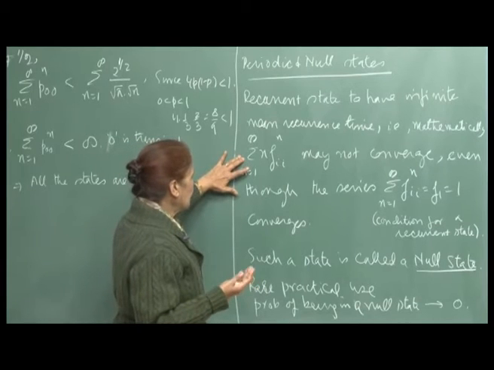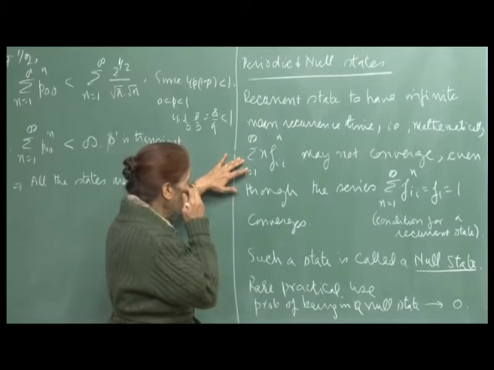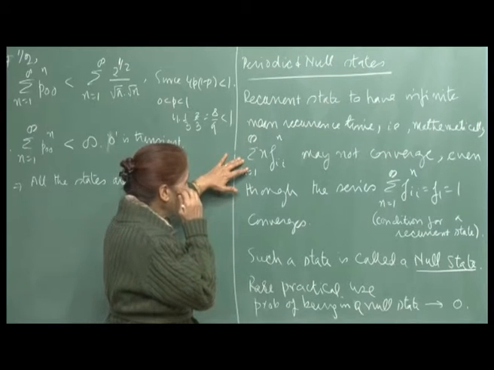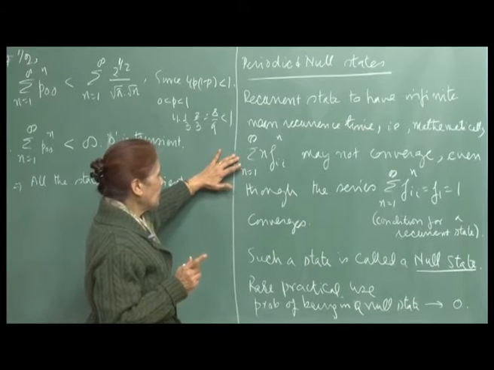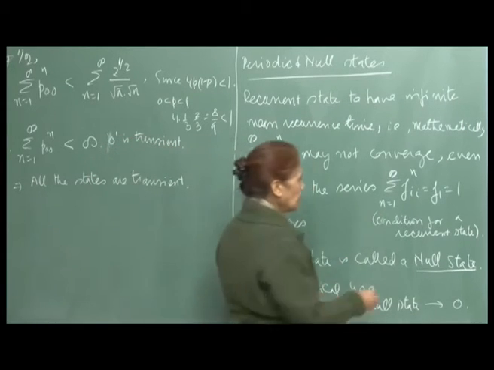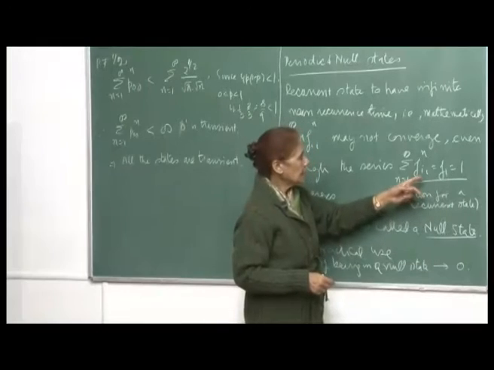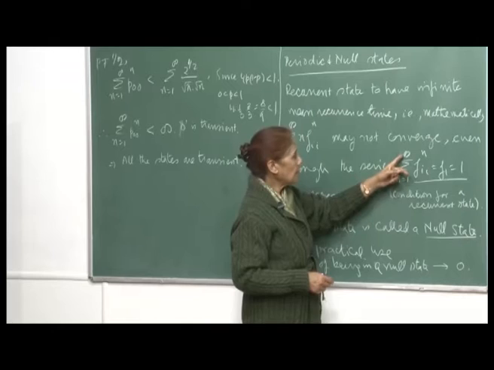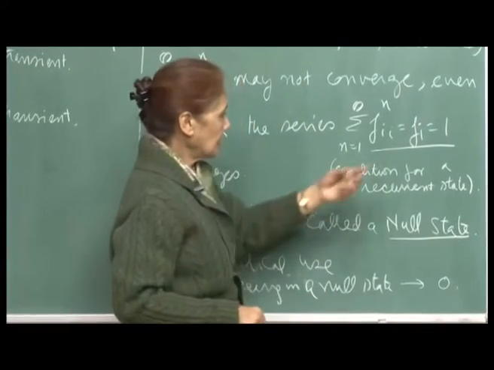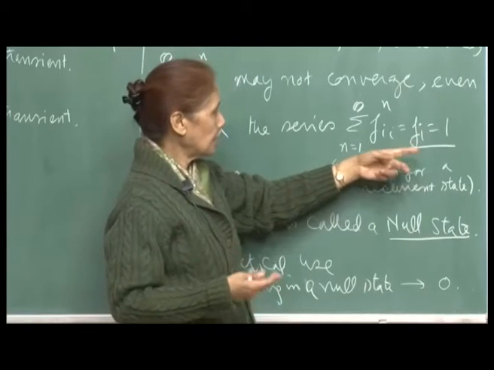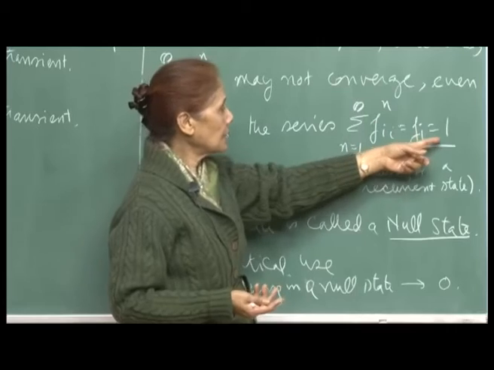When we did this, we assumed that this series will converge. But it is possible mathematically that this series may not converge, even though this is your condition for a state to be recurrent, that is, the sum of f_i^n, n varying from 1 to infinity, is equal to f_i, the probability of the state coming back to itself, and this is equal to 1.